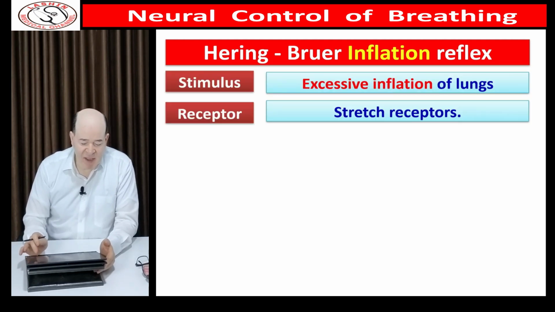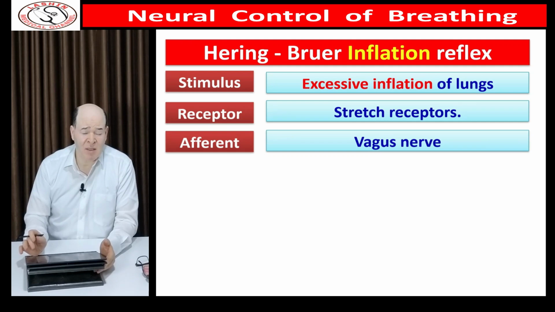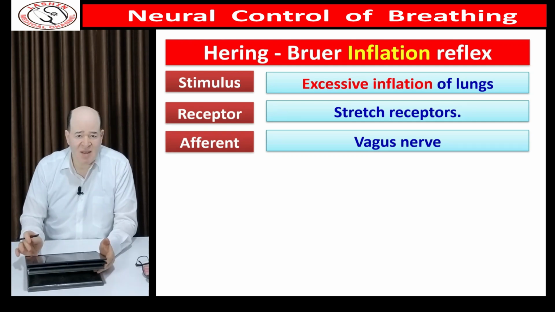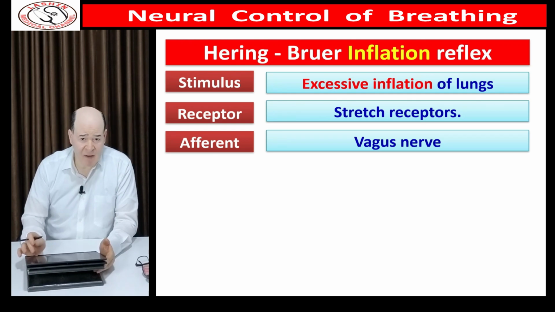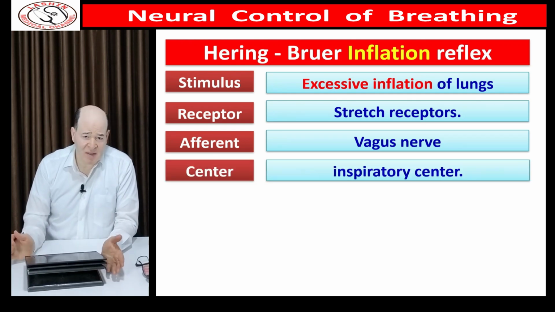The first is the Hering-Breuer inflation reflex. The stimulus is much inflation of the lung. The receptors are stretch receptors in the airways. The afferent is the vagus nerve. There are no afferents in the lung other than the vagus nerve. The center is the inspiratory center.